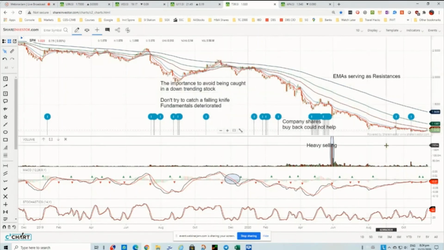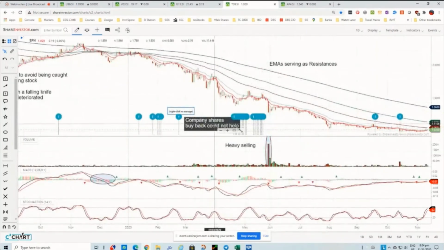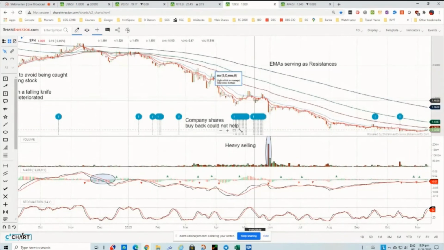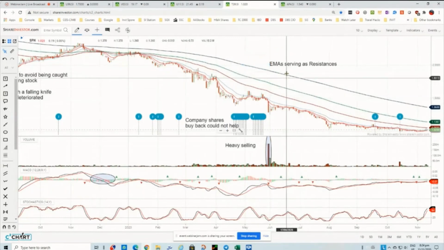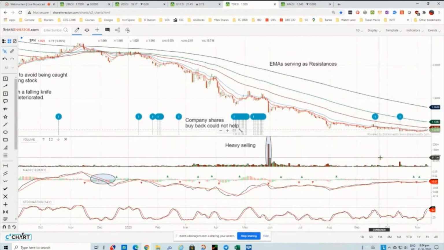Now, at the moment, if you look at the overall picture here, it doesn't look good. There were company share buybacks along the way, but they couldn't help. You look at the web chart, it tells you that there are a lot of company share buybacks. In fact, the company is throwing money at bad investments. All these buybacks didn't help. The share price went into a deeper downtrend. Heavy selling here, and the overhead resistance is provided by the existing exponential moving averages. So all these are not good signs.